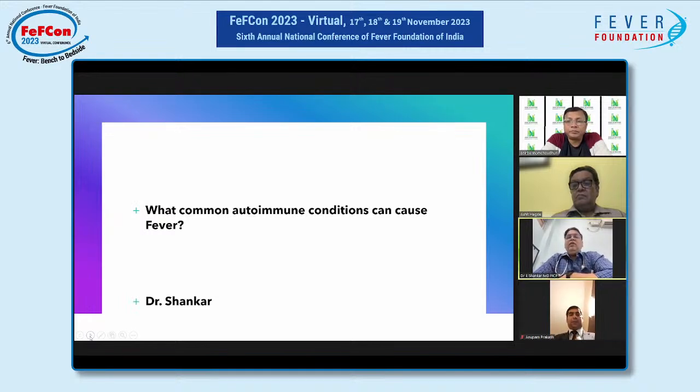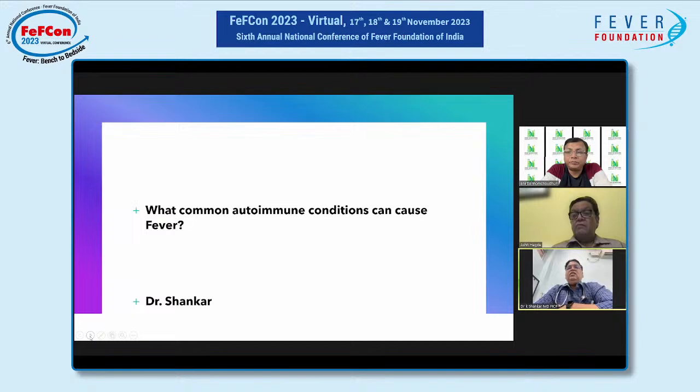Generally, what we face is autoimmune diseases like rheumatoid arthritis, ankylosing spondylitis, and some other chronic conditions like SLE. Maybe they have some fever, but there is no infection anywhere. They will present with a fever, sometimes 100, 101 degrees. In that situation, you have to find out which autoimmune disease he is having, what medications he is having, and whether he is taking regular medicines or not.